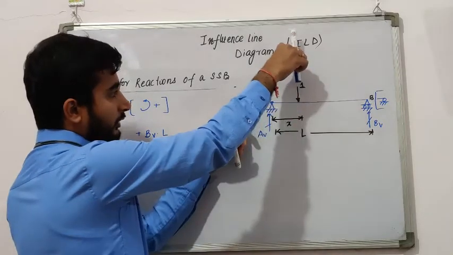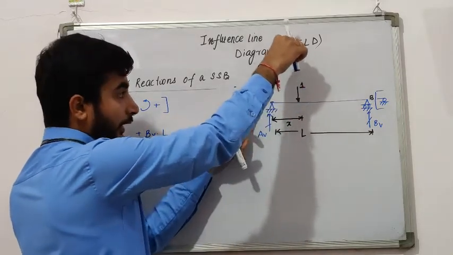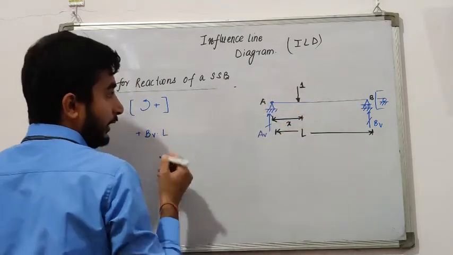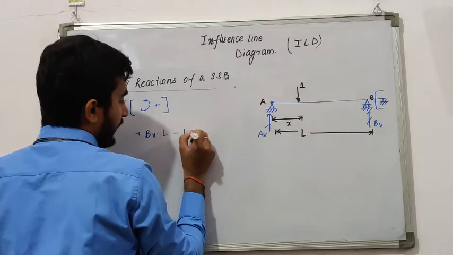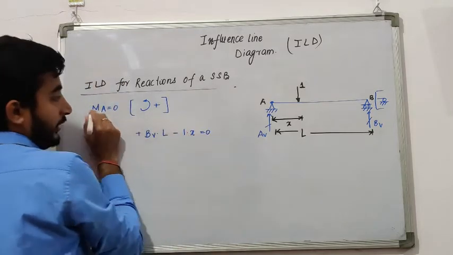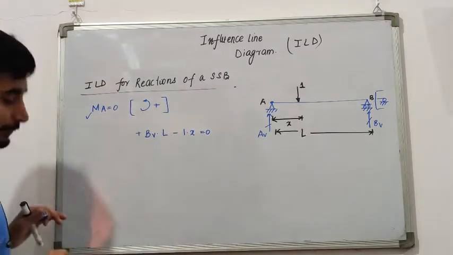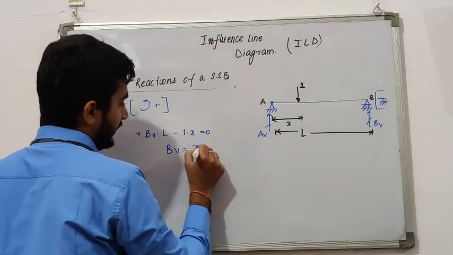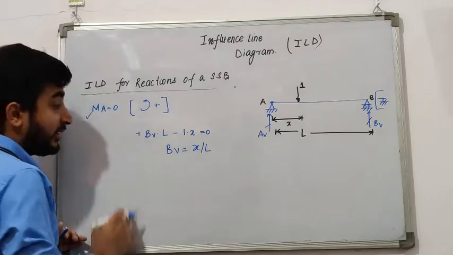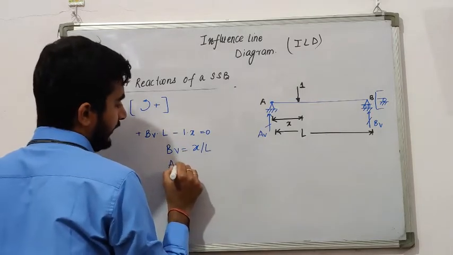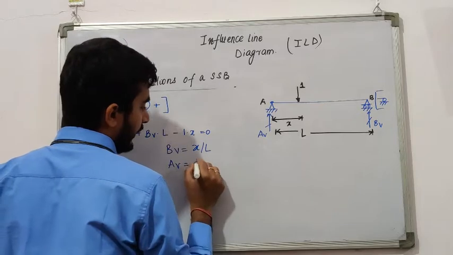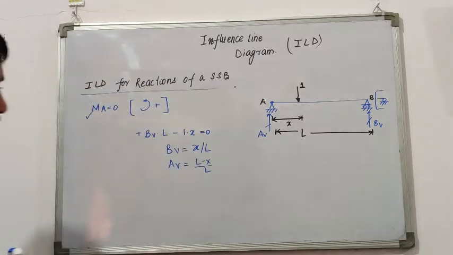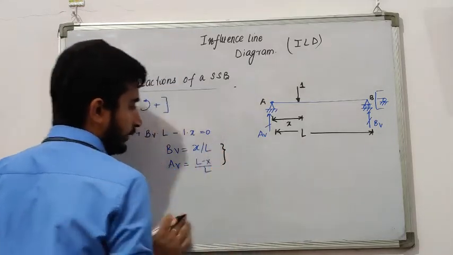And look at this force. This is going down and towards you. This is causing clockwise motion. Clockwise is negative: minus 1 into x. And this has to be equal to 0 by this basic equation. Now, can you say that BV is equal to x by L? Similarly, what you can solve is that AV is equal to (L minus x) by L.